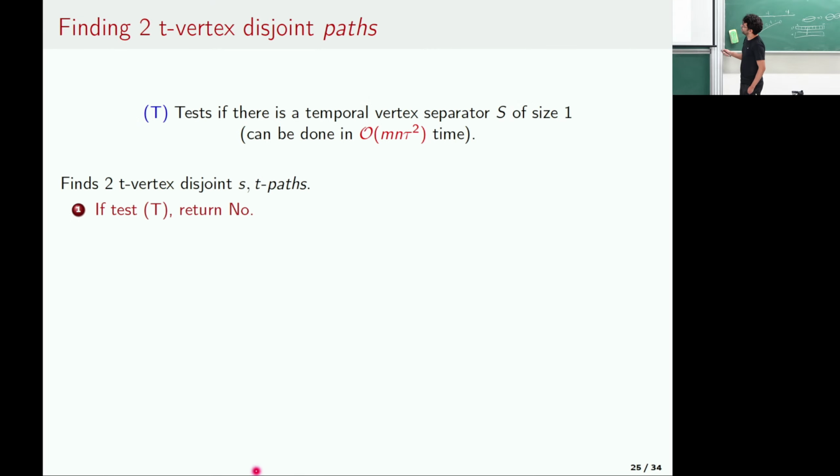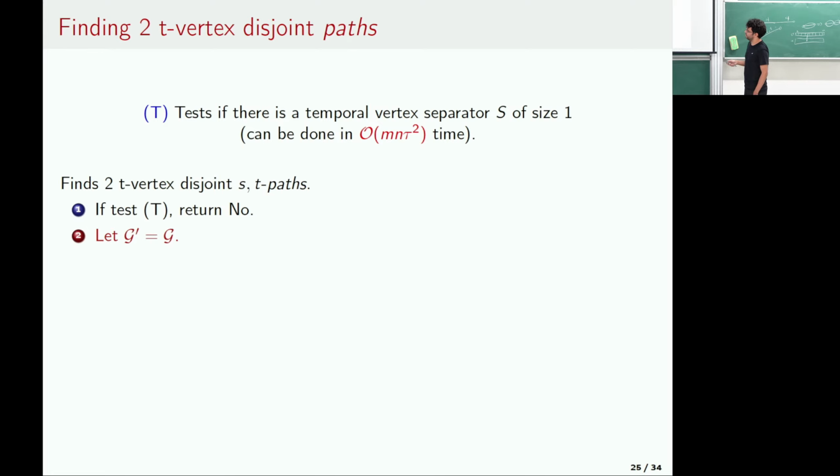So from the previous slide, we know that we can test whether there is a temporal vertex separator of size 1. We can use this information and the Menger theorem for k equals 1 to find two temporal vertex-disjoint paths in your temporal graph, because you have a way to clean up useless edges. First we take our temporal graph and test whether there is a separator of size 1. If there is, then there are no two disjoint paths from S to T, so there is nothing to do, just say no.